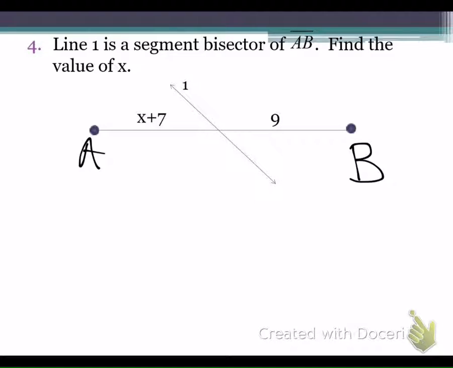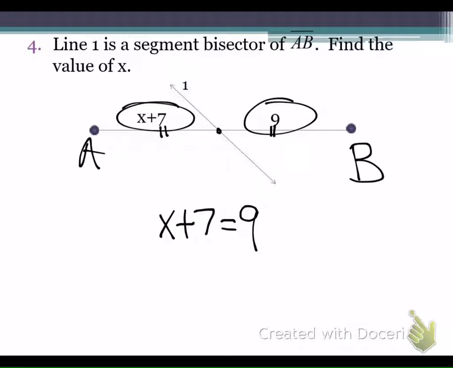All right, does anyone have an equation that they wrote that they think is on the right track? I do, but I'm not sure. What's the equation you wrote? X plus 7 equals 9. That is absolutely correct. If that's our midpoint, because we have a segment bisector, that means that this side and this side are congruent. Congruent means equal. So I can put this expression equal to this expression and solve for x.